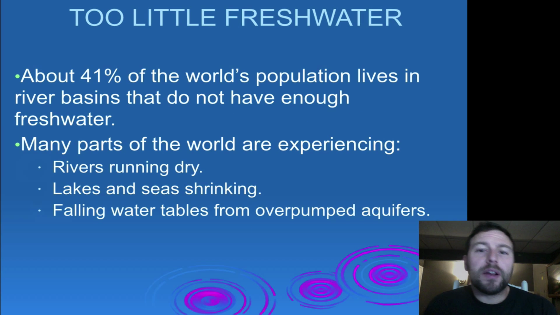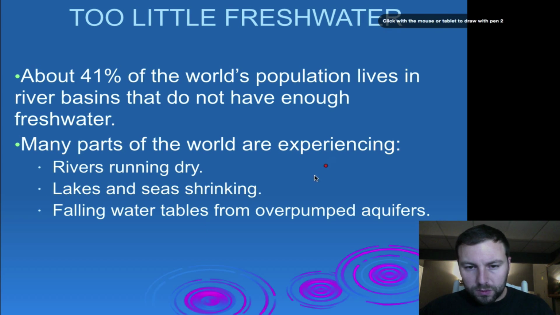So 41% of the world's population lives in river basins that do not have enough fresh water. So those basins, this area where this water collects, are getting stressed and strained, and people believe that fresh water, or access to fresh water, will become one of the hugest issues that people will have to face. What we're seeing are rivers running dry, lakes and seas shrinking, such as the Aral Sea, which is a very prominent one. Lake Victoria.